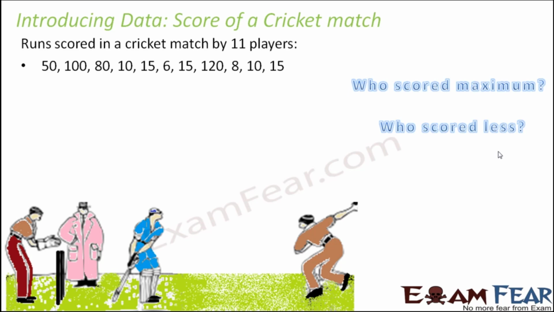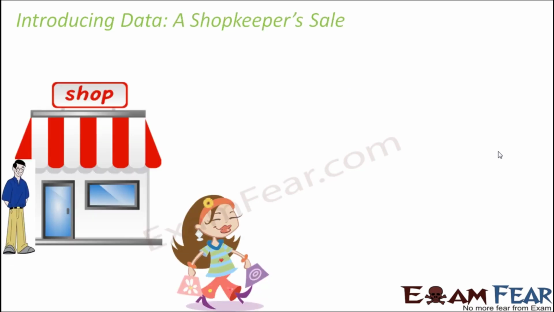Now, what are you actually understanding about data with these examples? What exactly is data? Data is nothing but these numbers which are written on the screen. So in the first example, data was nothing but the attendance of the class on different days. In this example, data is nothing but the runs scored by the 11 players. So data is nothing but numbers. Well, it is not really like that, but let me give you some more examples.